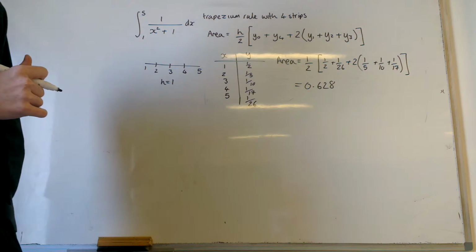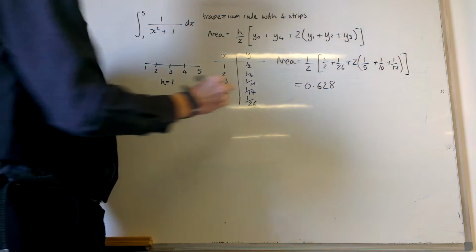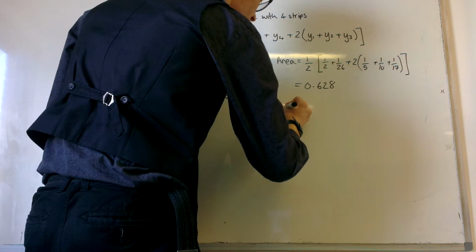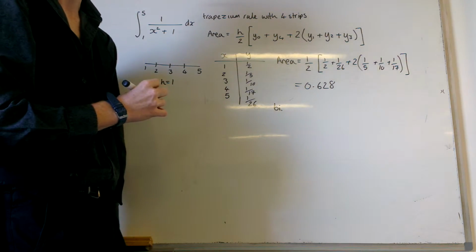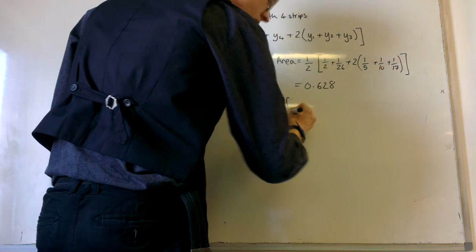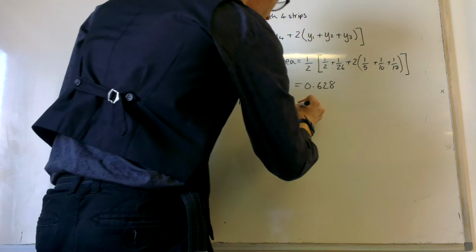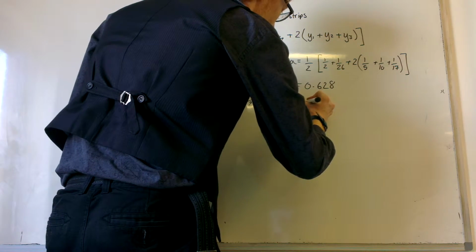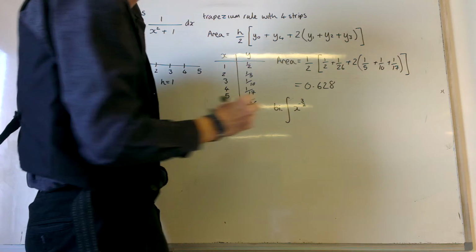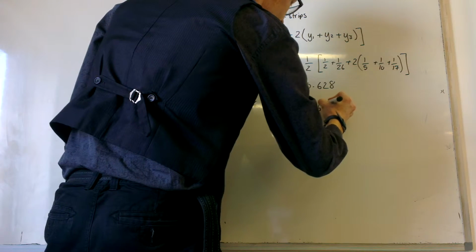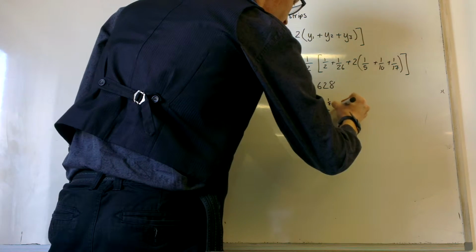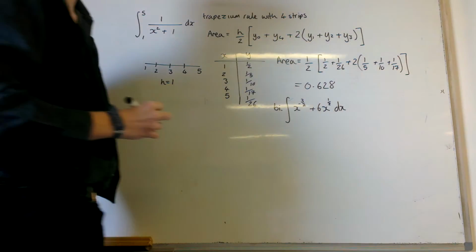In part bi, we are asked to integrate x to the minus 3 over 2 plus 6x to the power of a half with respect to x.